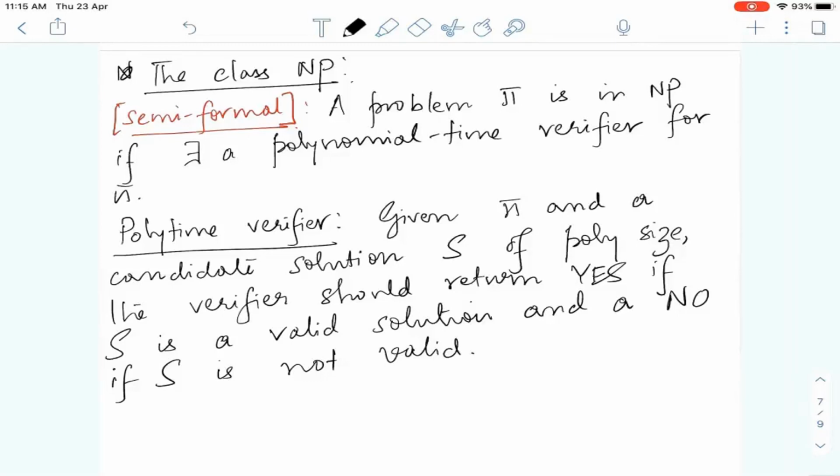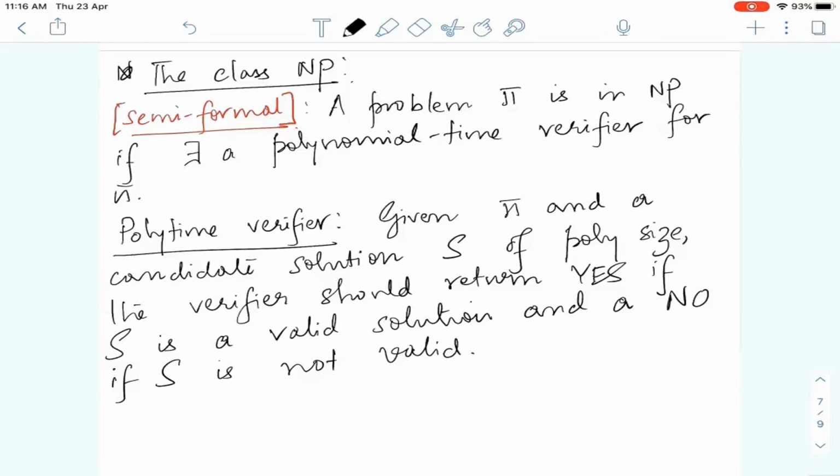So the question is, what do I mean by polynomial size? The size of the solution is polynomial in n. The size of the solution that is presented to this verifier is a polynomial in the size of the input. This is what it means. The size of the solution has to be also polynomial, right?